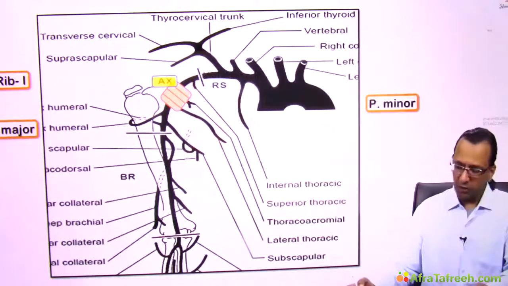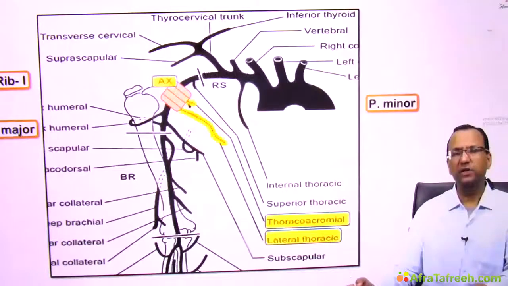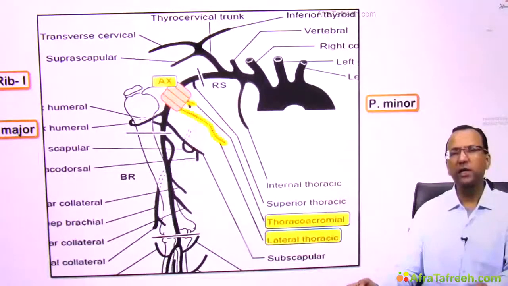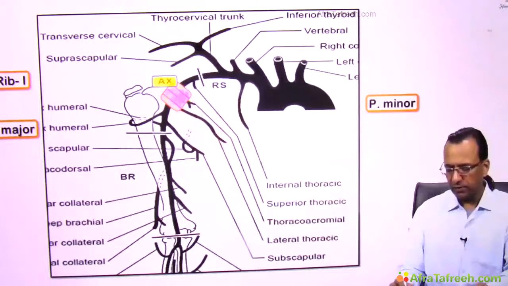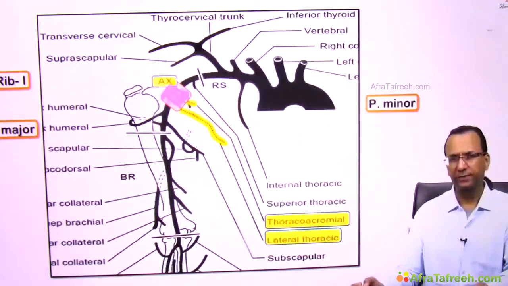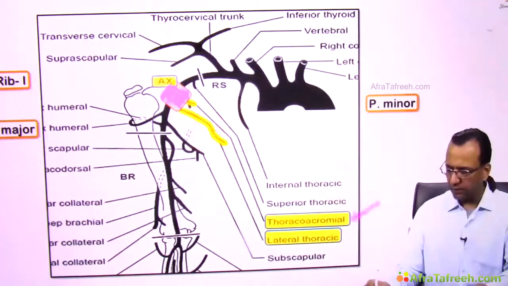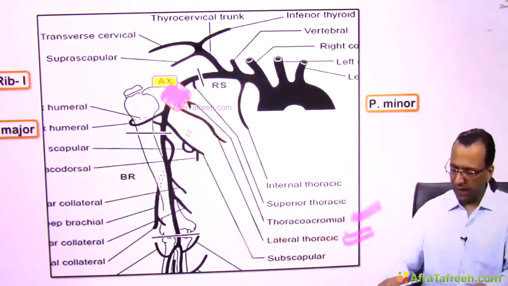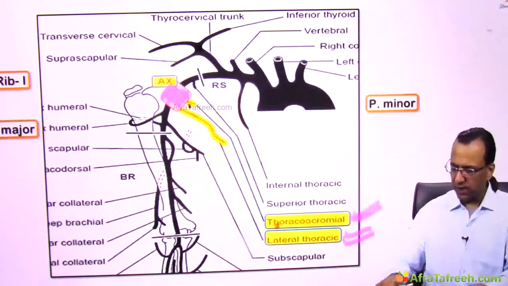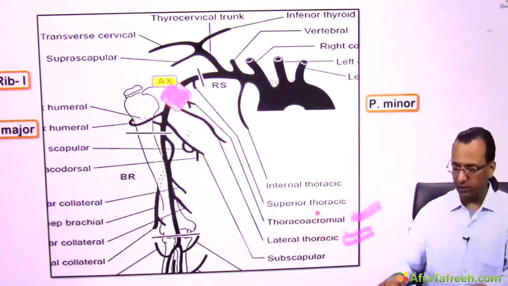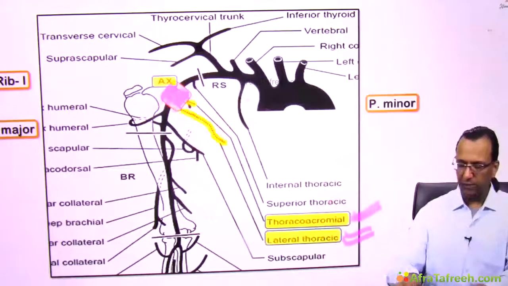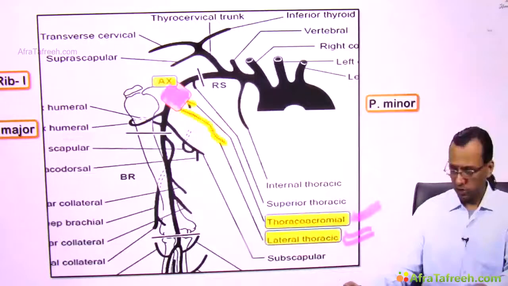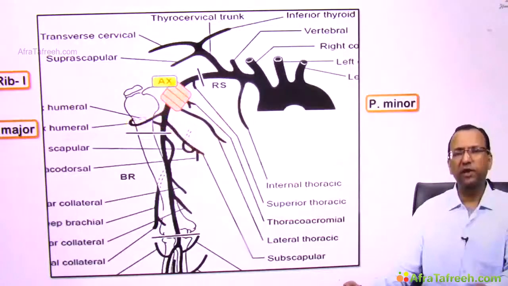What are the two branches from the second part of the axillary artery? Two branches from the second part of the axillary artery are under cover of the pectoralis minor muscle, and they are both thoracic. One is called acromiothoracic, the other is lateral thoracic, and they supply the mammary gland and the thorax region also.